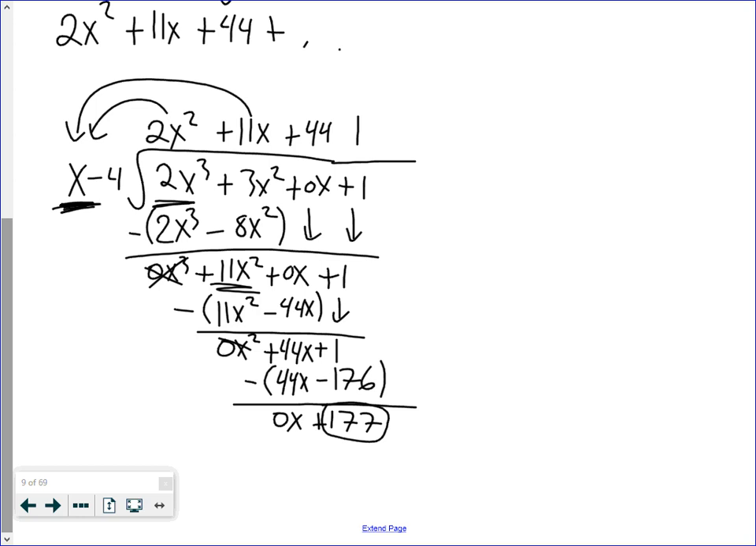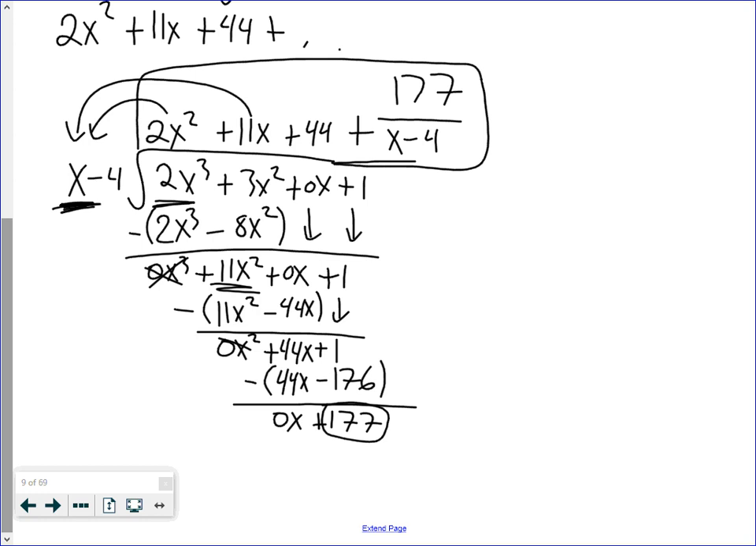So I just add it at the end. 177, that's my remainder, that's my answer. But to write it as an actual quotient, we'll put 2x squared plus 11x plus 44 plus 177 divided by x minus 4, or what you're dividing by. So that right there is the whole quotient, but the answer will be 177 since the question only asked for the remainder of that quotient.